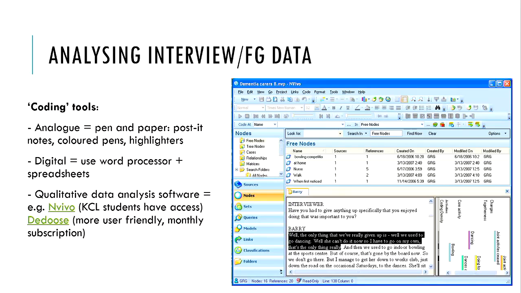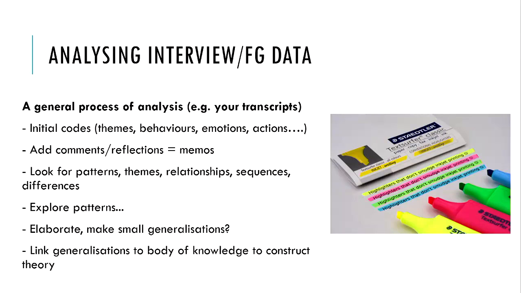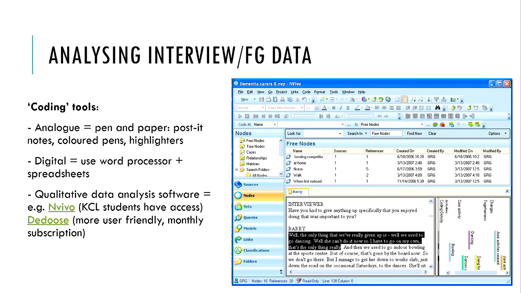And there are various practical ways that we can go about doing this. Printing everything out and using highlighter pens and post-it notes is a perfectly acceptable analog way to do things. But there are also particular software packages for qualitative data analysis that you can use. NVivo is one of the most commonly used tools, and I found out that as students you do have access to this. You can download the license.